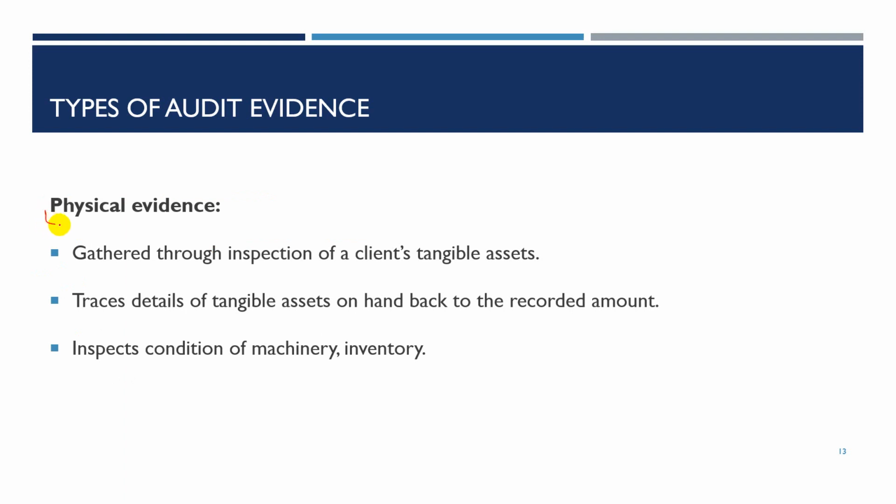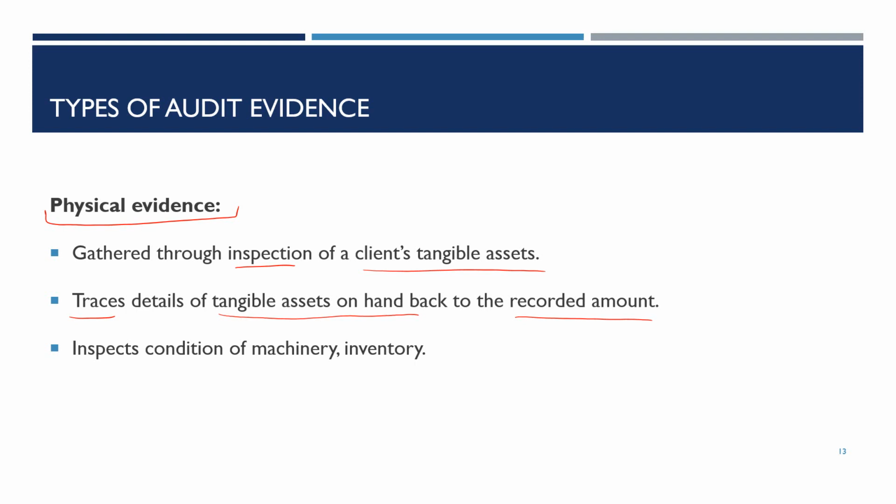Physical evidence is gathered through inspection of a client's tangible assets such as its inventory and fixed assets. The auditor traces details of tangible assets on hand back to the recorded amount. For example, the auditor selects physical inventory items, counts the numbers on hand, and traces them back to client records to make sure that their records are complete. This test is done to ascertain whether quantities on hand are accurately included in the client's records.